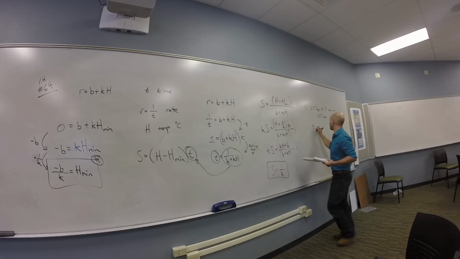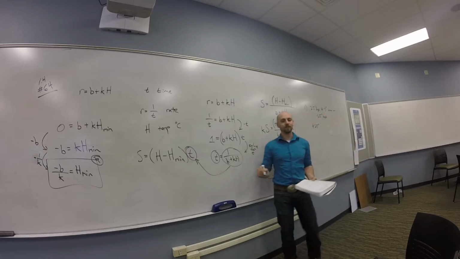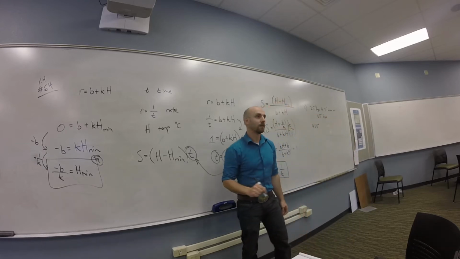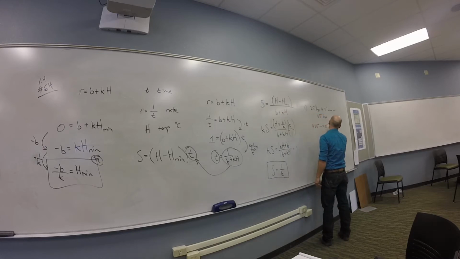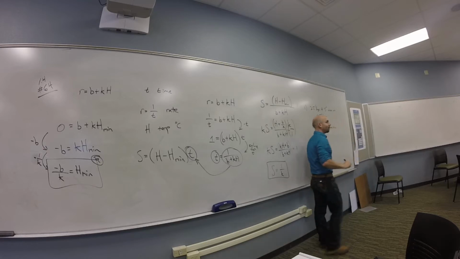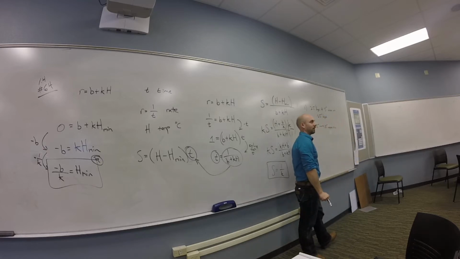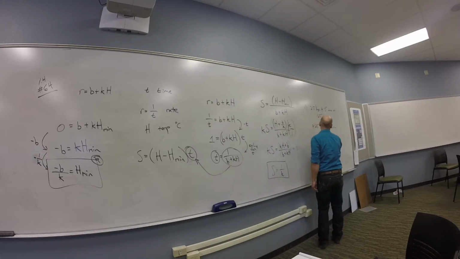So at 25 degrees, how many degrees is that above the minimum? Good, that's 10 degrees above minimum. And how many degree days does it need? It needs 125. Right. So 125 divided by 10 is 12 and a half days.